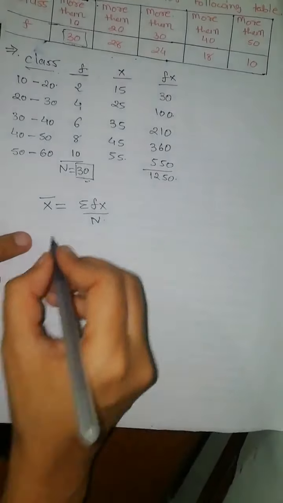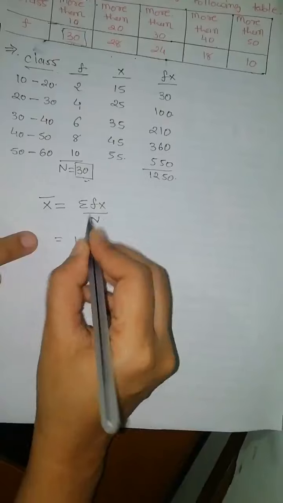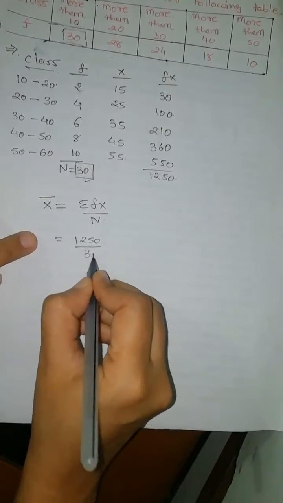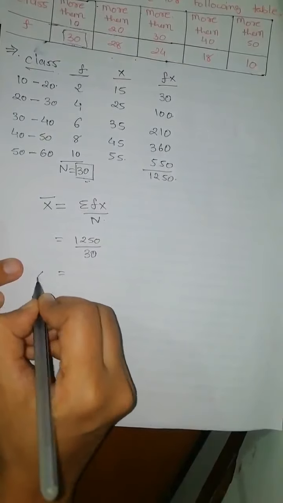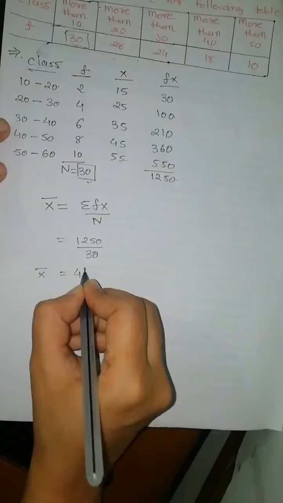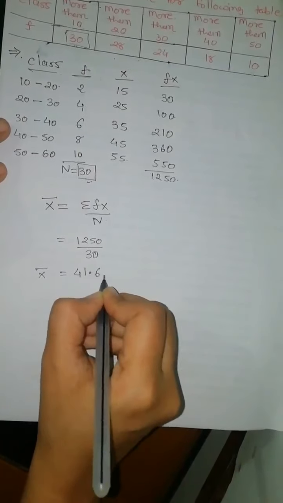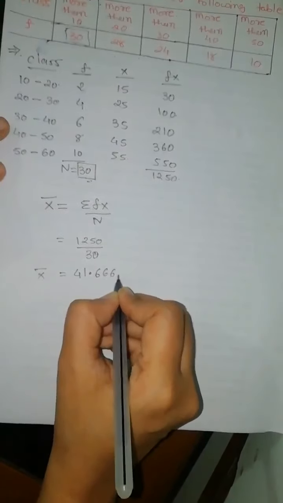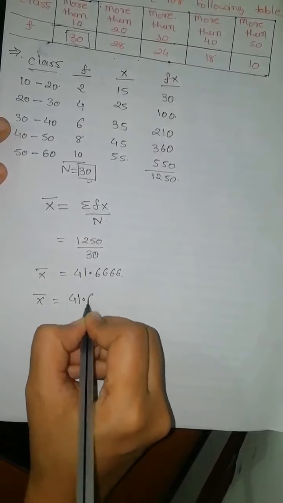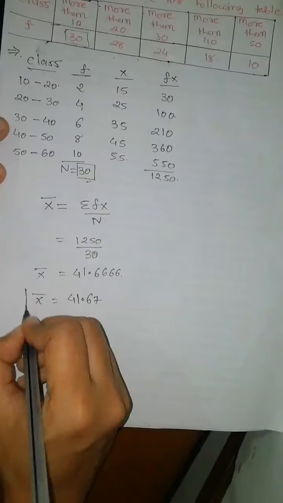Now I'll put in the values. Sigma fx is 1250 divided by n, which is 30, right? So x bar is 41.666, which will be considered as 41.67.